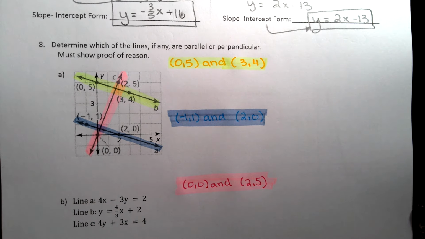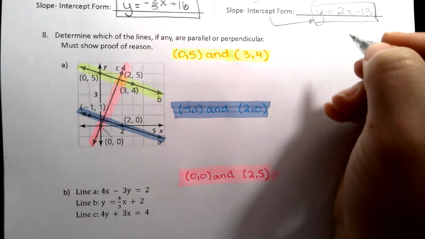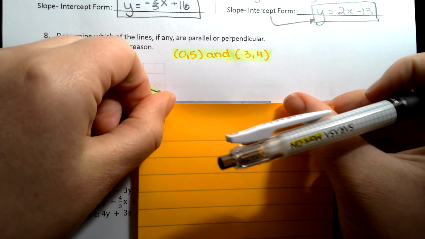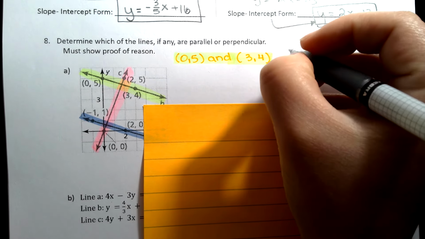All right, so I have 3 lines. I have the yellow, the blue, and the pink. I'm going to calculate slope for all of them. Now, slope is your rate of change. Let me see if I can cover this up really quickly so it's not confusing. So I'm going to cover these 2 lines up. That's gone. So I'm going to calculate slope for each.